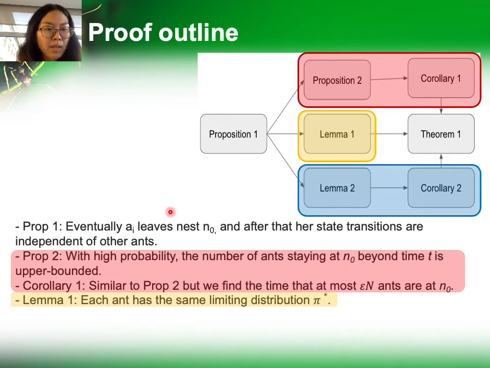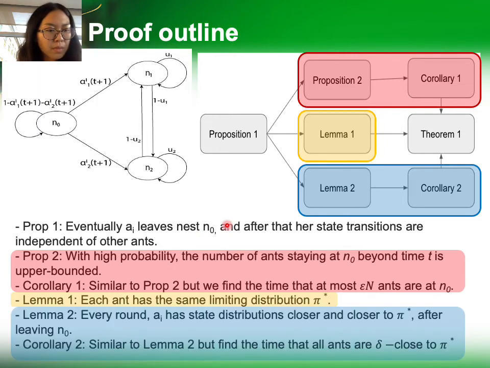And then lemma 1, the second branch, says that each ant has the same limiting distribution pi star. And this again comes from proposition 1 directly. And again, this is because after Ai leaves N0, she cannot be affected by other ants, and the only way she can be affected is through being recruited. And after she leaves N0, she cannot be recruited anymore. She can recruit others, however.